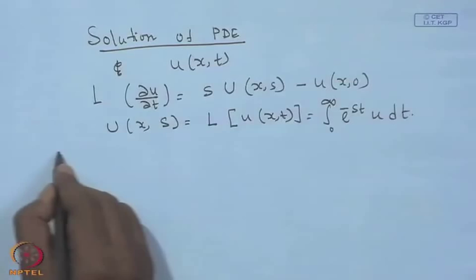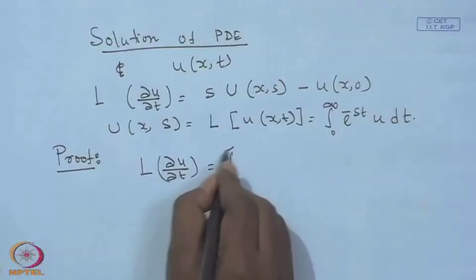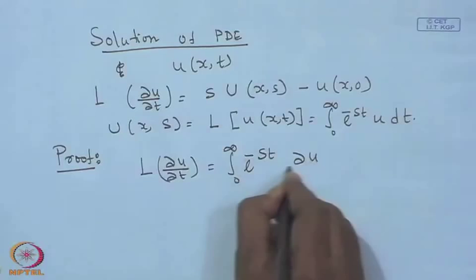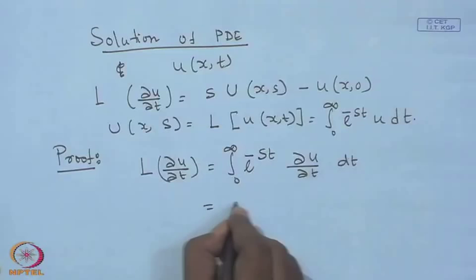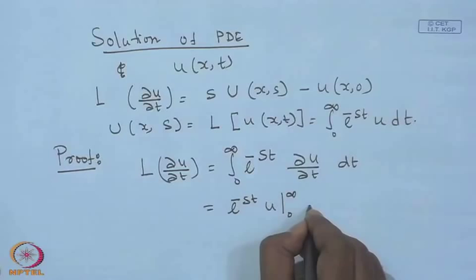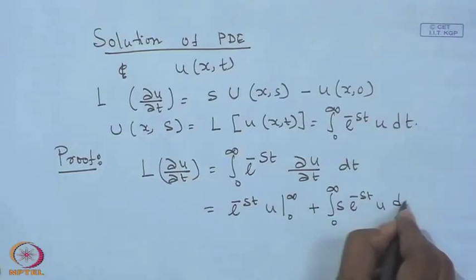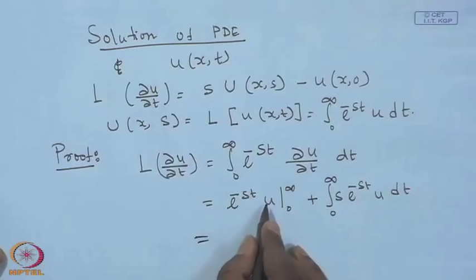So, we can prove this thing, and the proof goes like this: Laplace of del u del t is nothing but integral from 0 to infinity e to the power minus s t del u del t dt. So, this becomes e to the power minus s t u from 0 to infinity, first function, integral of the second function, minus integral from 0 to infinity of differentiation of the first function, minus plus e to the power minus s t, integration of the second function u, dt. So, I take e to the power minus infinity is 0, and at time t is equal to 0, this becomes minus. So, first term will be 0 minus e to the power 0 is 1.